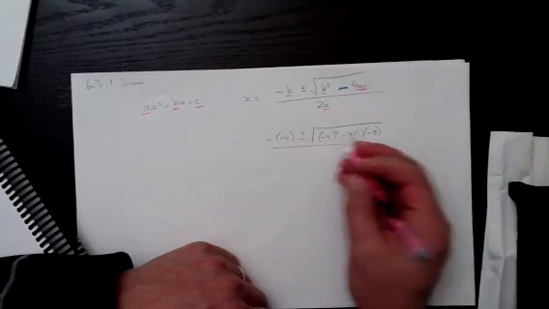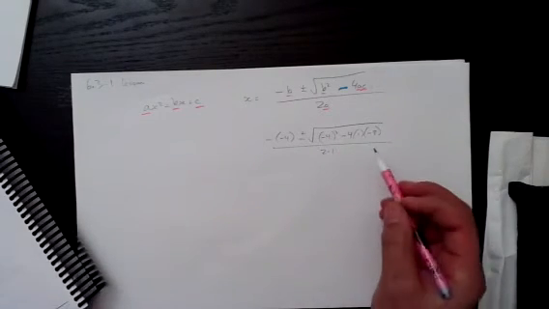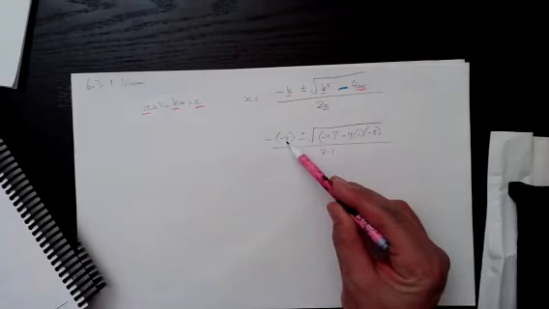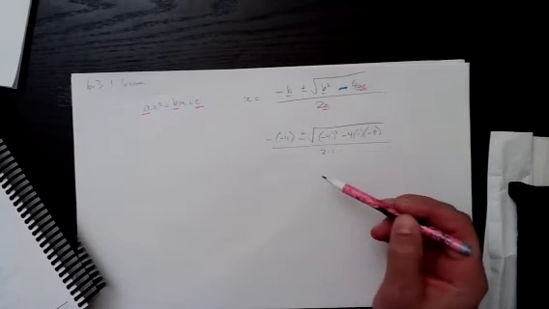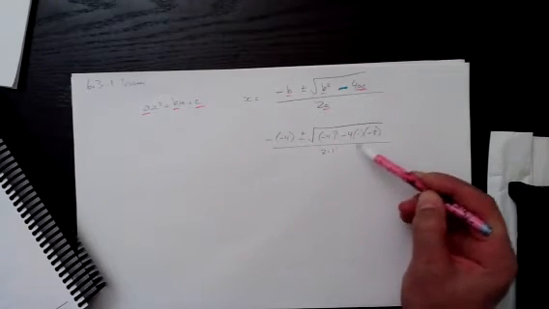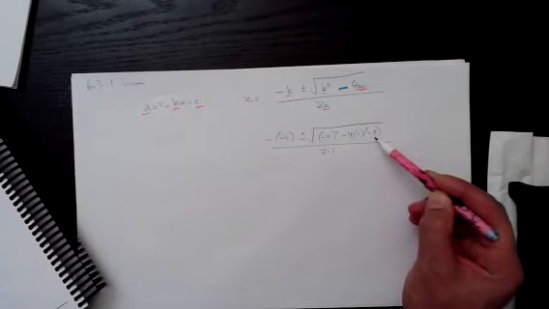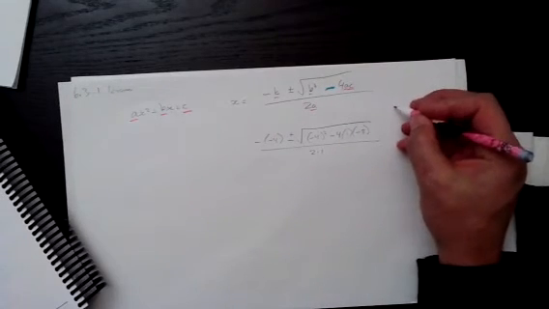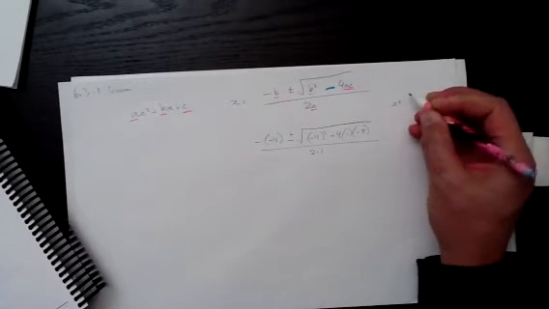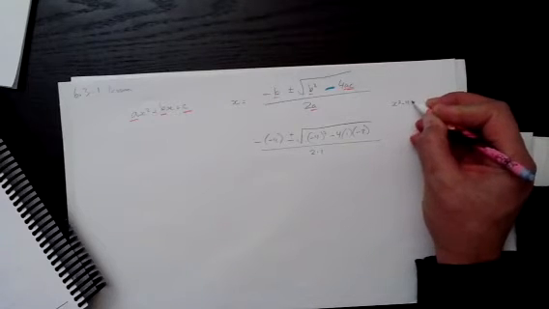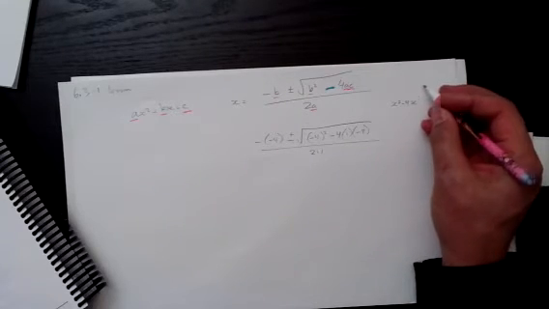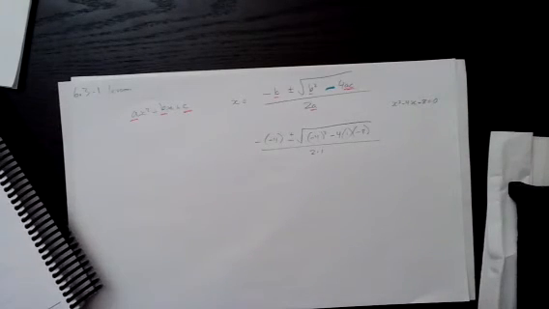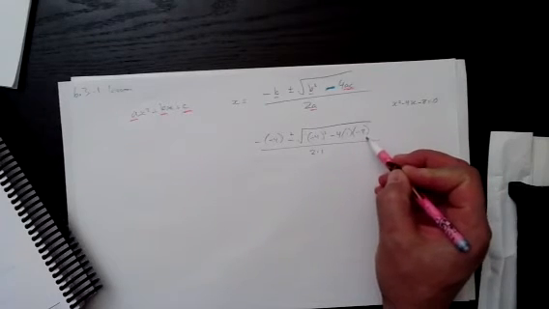The reason it's looking like that, over 2 times 1, is probably that b is negative 4, and that's why it's minus negative 4, and that's why it's negative 4 squared. A is probably a 1, and c is a negative 8. So I'm going to guess that the original equation looked like x squared minus 4x minus 8 equals 0. That's probably the original, and that's what led to this quadratic formula.